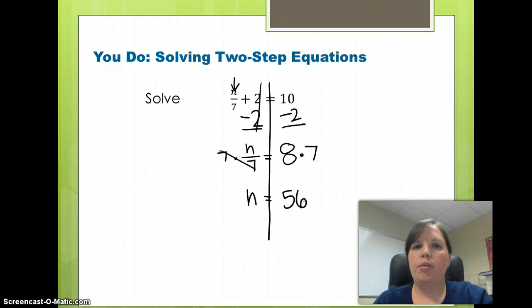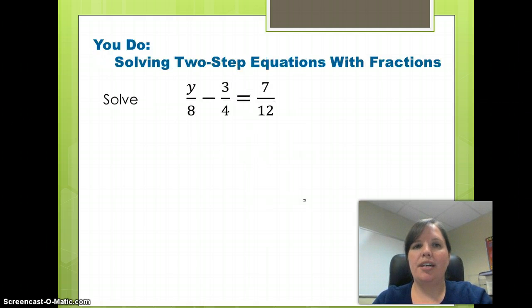Pretty straightforward. We'll talk about some exceptions in class and working with them in class, but keeping in mind those steps, I want you to try one more you do, which involves solving the same type of equation. If you look at what operations do you see? I see division by 8, and I see that I'm subtracting 3/4. Even though I'm using fractions here, this is the same process. It's the same two-step equation. So pause, try the problem.